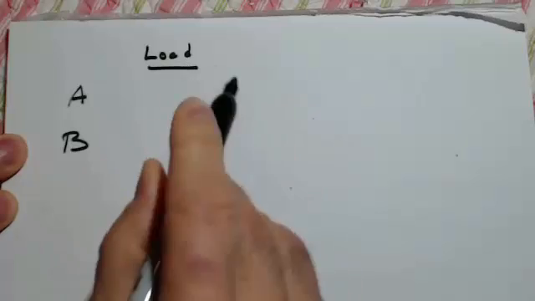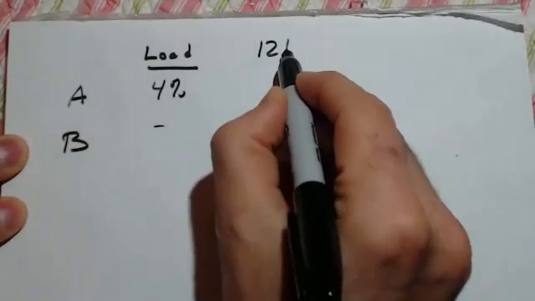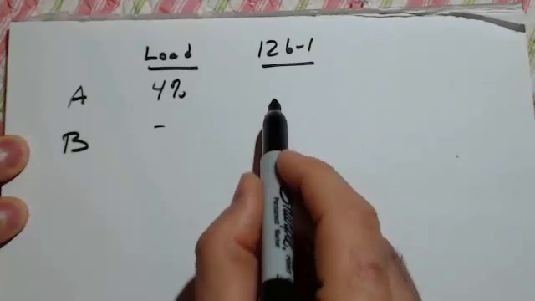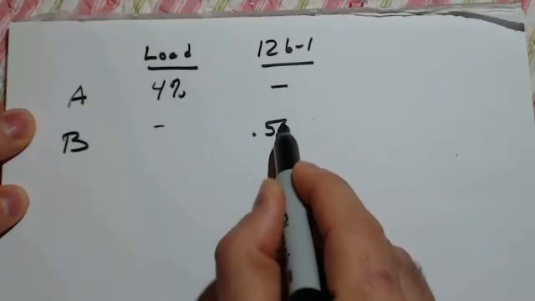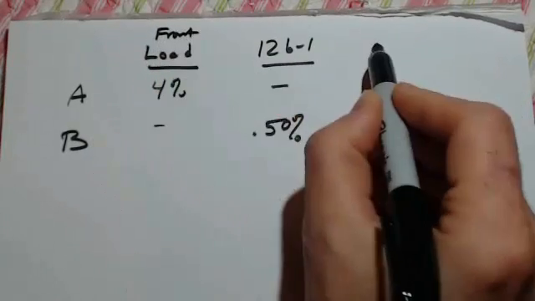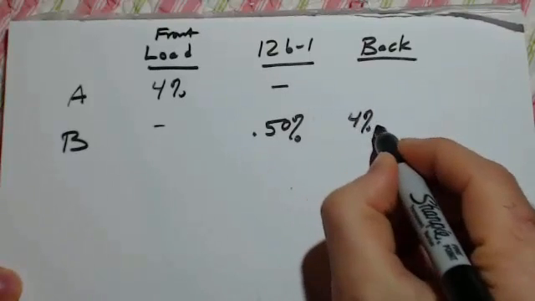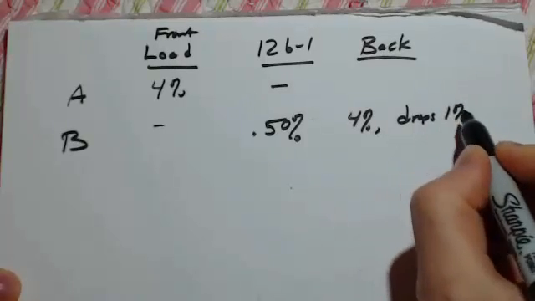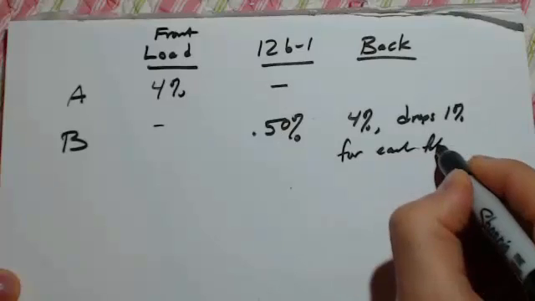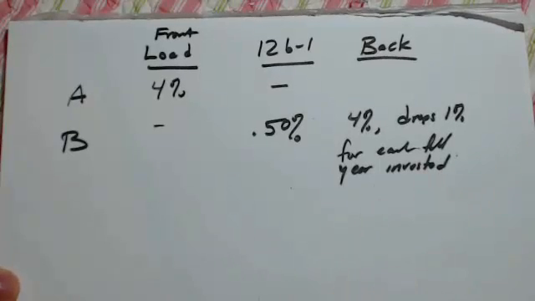Let's say we have Class A and we have Class B, and we have a front-end load of 4% for Class A and 0 for Class B, and we have 12b-1 fees annually that are 0 for Class A and 0.5% for Class B. Okay, and let's say we have a back end load of 4%, and it drops 1% for each full year invested. So it's a sliding scale until you get to 0, and so it drops to 0.